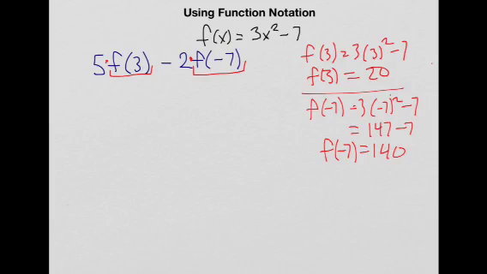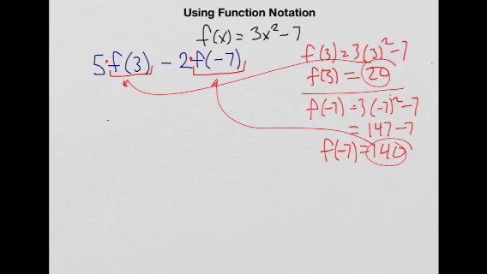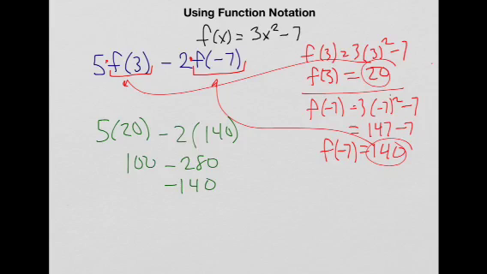So I now just plug these in. 20 goes there, 140 goes there, and I have 5 times 20 minus 2 times 140, which is 100 minus 280, giving me negative 140. So I can work with these in any equation I'm given. It's kind of like order of operations. What do I do first?